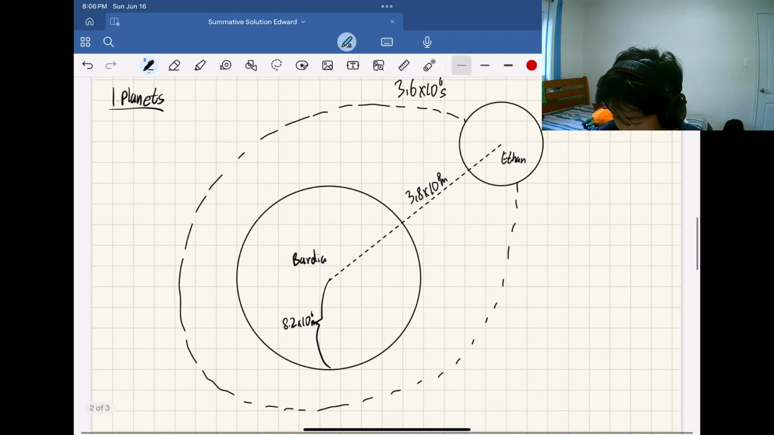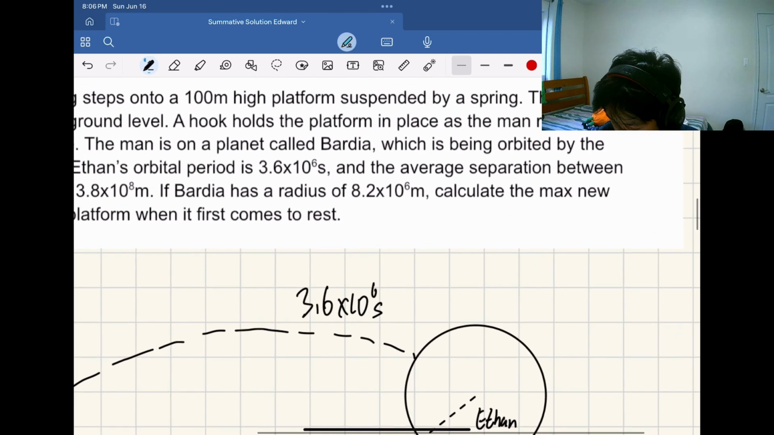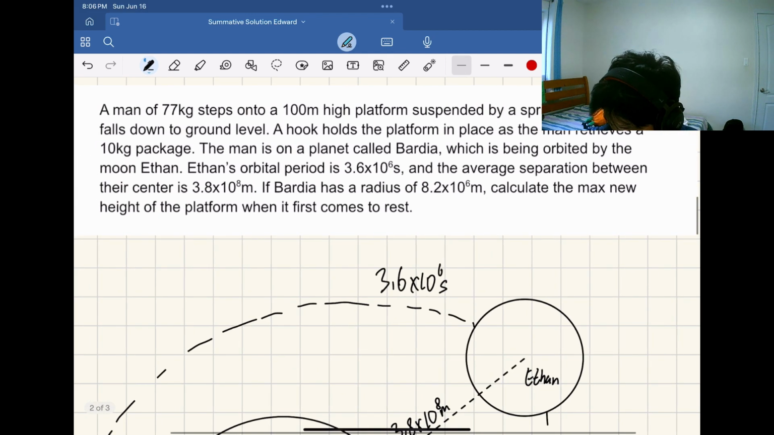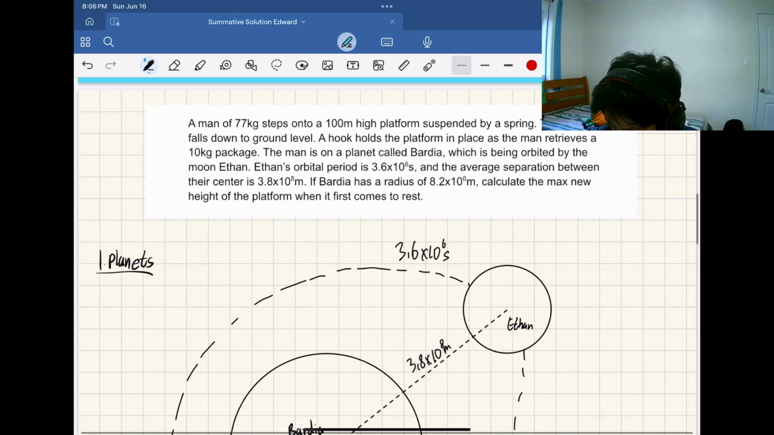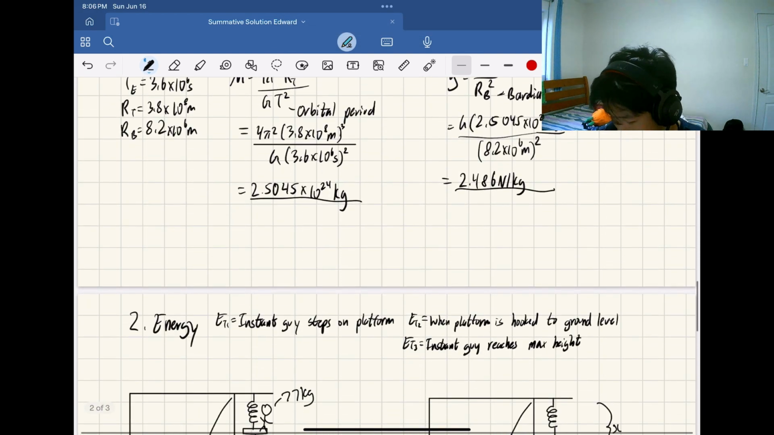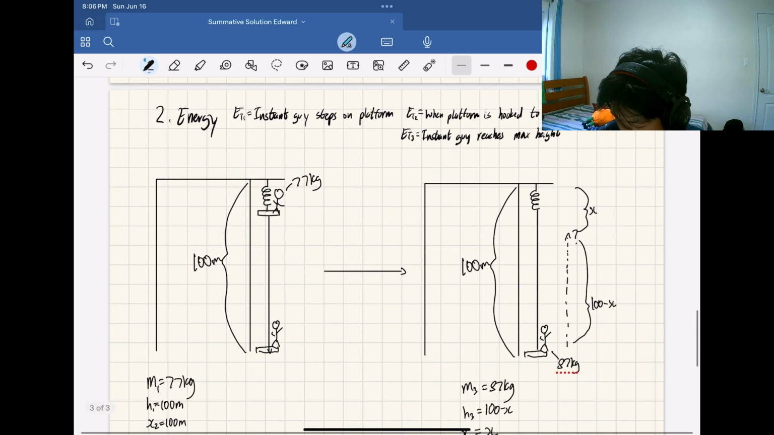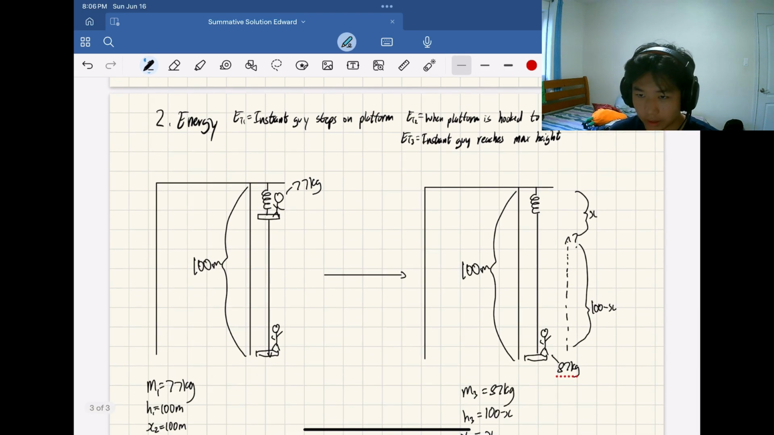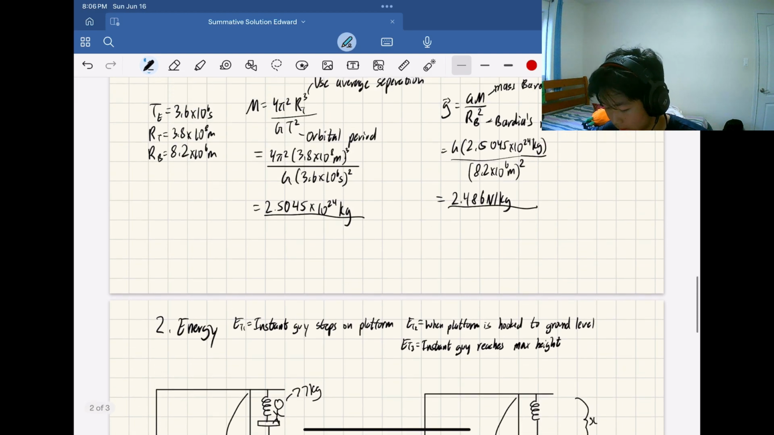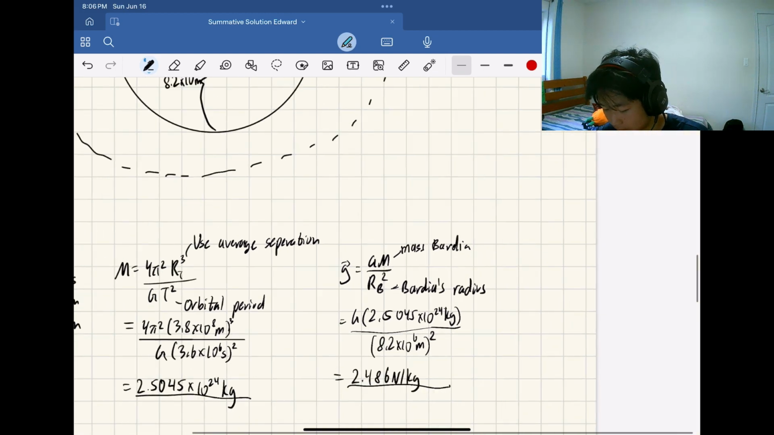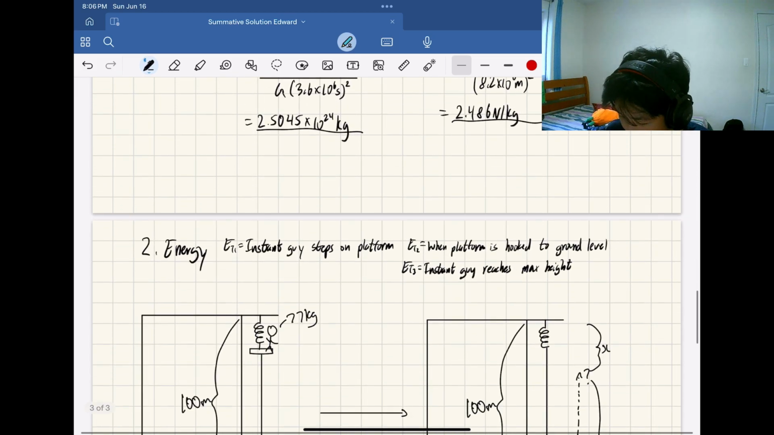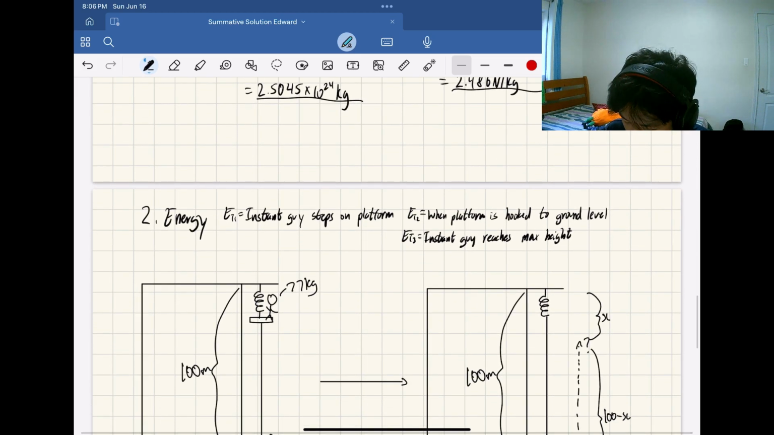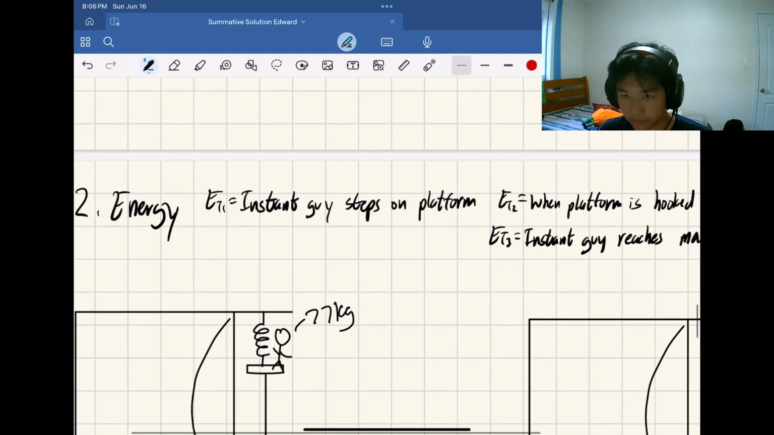And this is useful because we will need it to solve for the max height of the man when he first comes to rest. And we did the planets first because the second part requires energy. To do the calculations with energy, we need to find the new g value since it's not 9.8 like on Earth. And so for the second part of the question, I separated everything that happens into events.